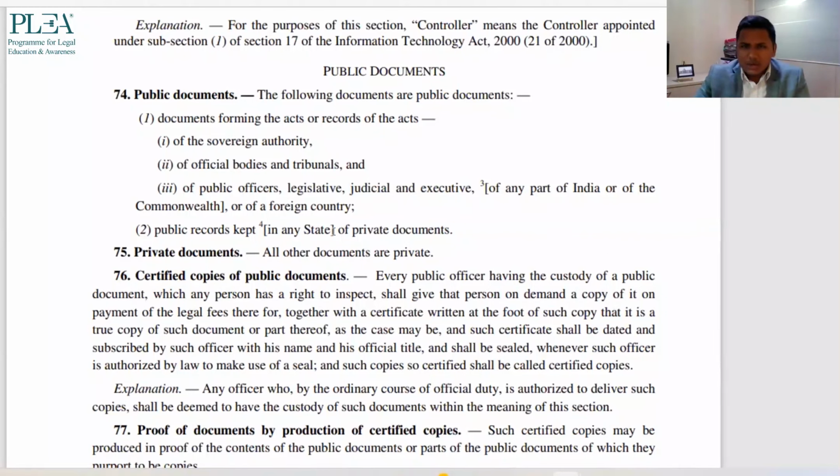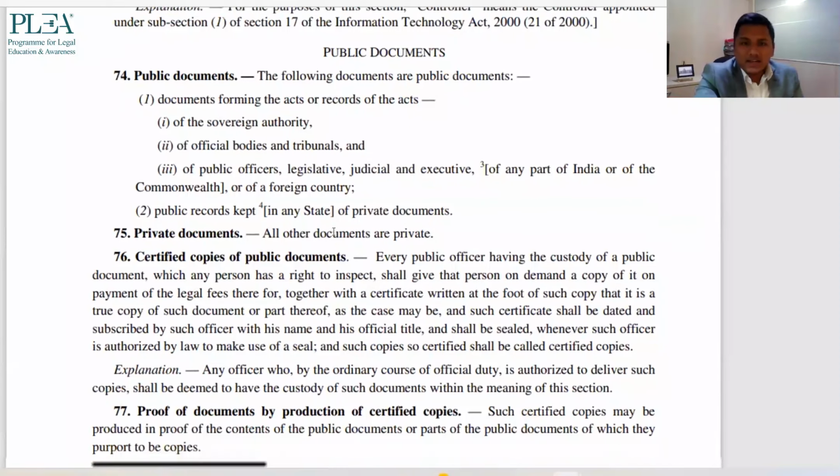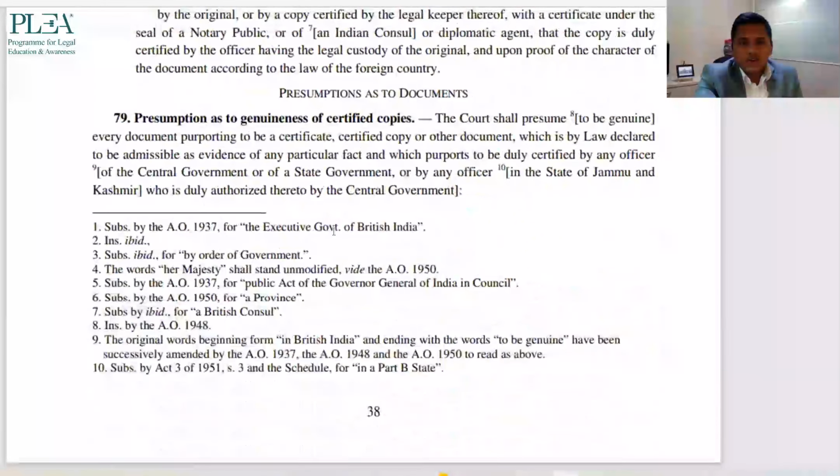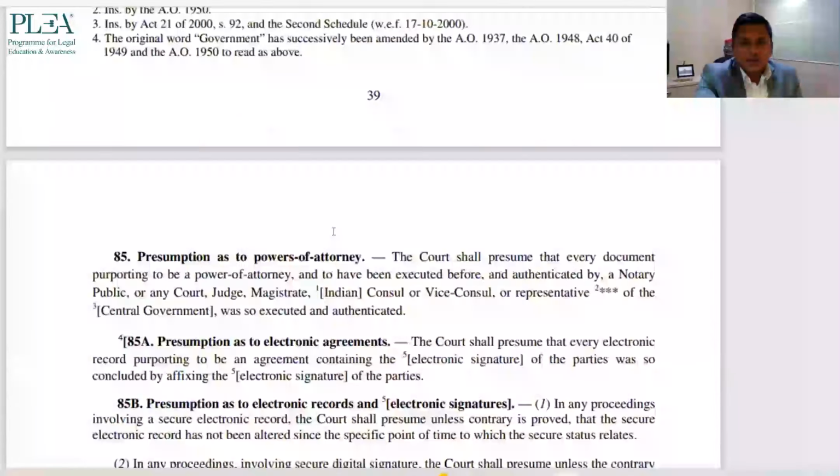All other documents are private documents. So anything that is not included in section 74, the above provision, is included in section 75. So bear that in mind. What is a public document? What is a private document? Now, once we understand this categorization of documents, we then go to section 91.